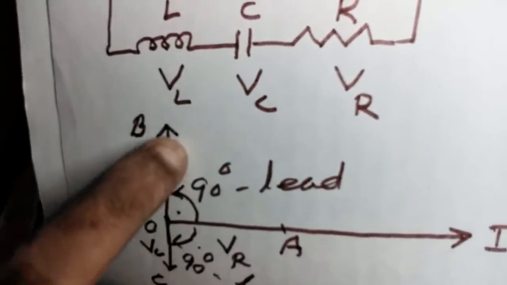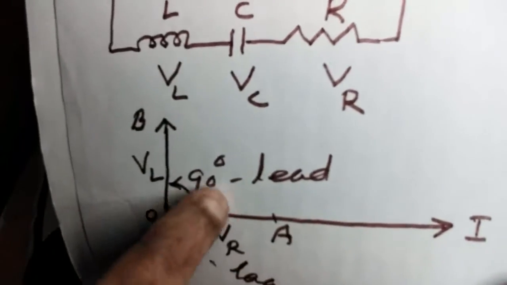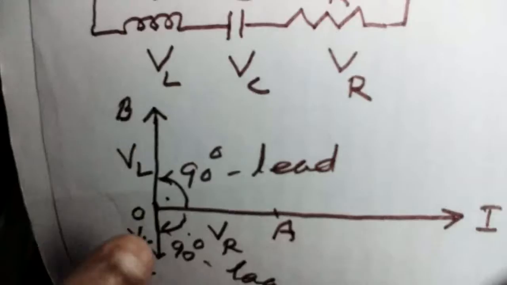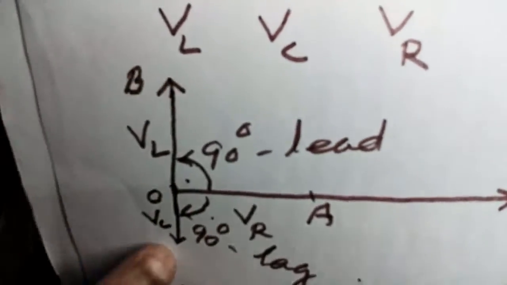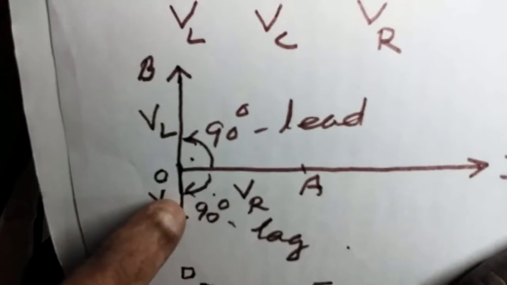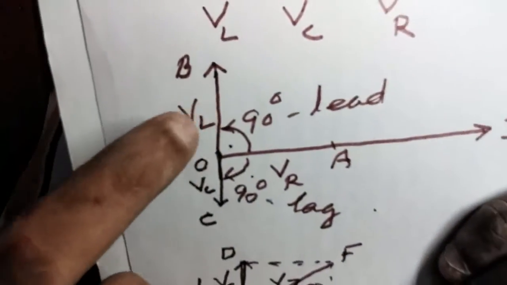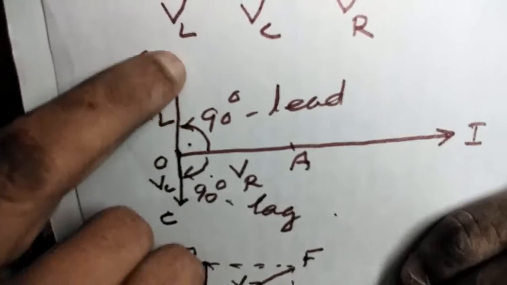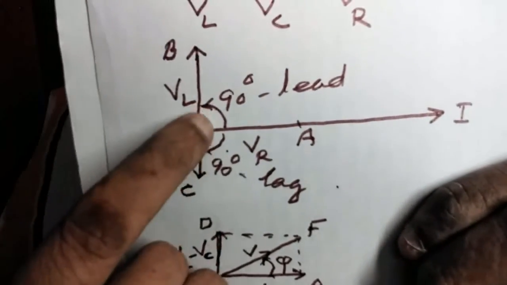VL leads the current by 90 degrees, so VL must be drawn up, OB. VC lags behind the current by 90 degrees, so it must be drawn like this. These two vectors are opposite. So the resultant of these two is VL minus VC or VC minus VL, whichever is greater. That depends. Here it is shown to be VL greater than VC, so the resultant of these two gives VL minus VC, that is up. Then VR. The final resultant is V.